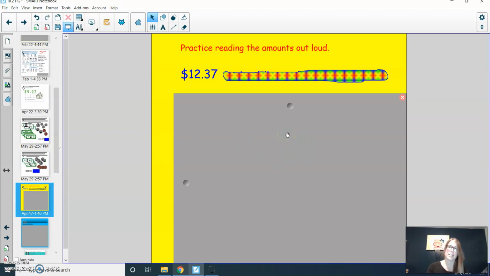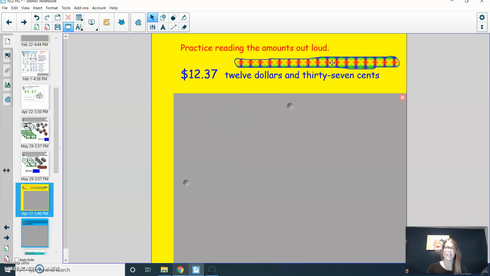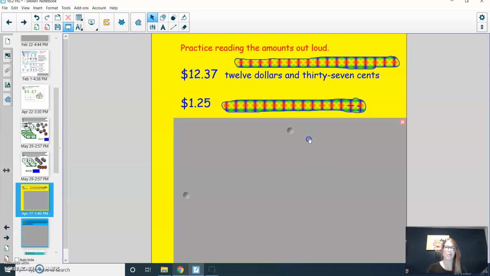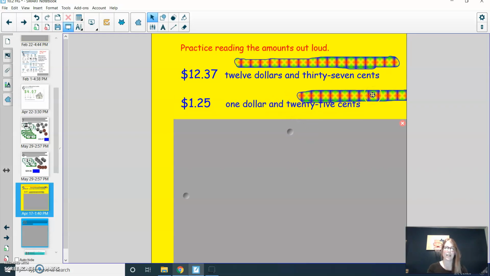We're going to practice reading these amounts out loud. So how would you say this first number? If you said $12.37, you are correct. How about this number? If you said $1.25, you are correct.